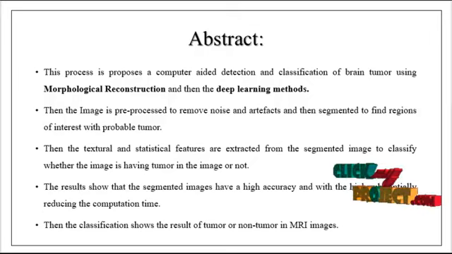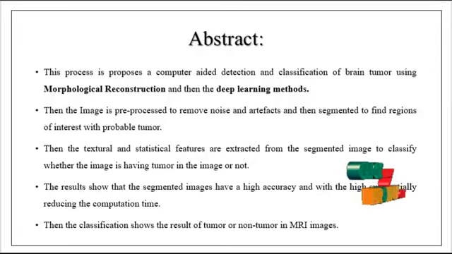Then the affected tumor portion will be extracted from the other background portions. Then the textural and statistical features are extracted from the segmented image to classify whether the image has a tumor or not. In case a tumor is there, the statistical features and then the textural features will be extracted from the image. Then those features are stored as two kinds, as test features and train features.